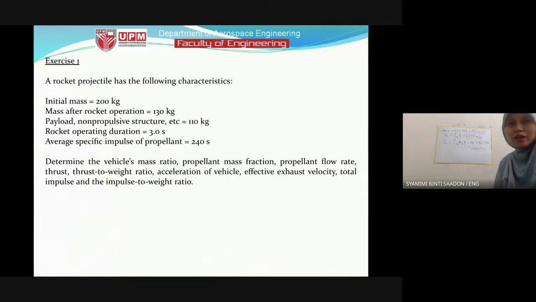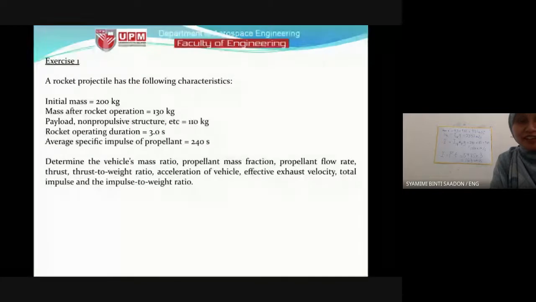Otherwise, we can also calculate by using the formula given in the lecture slides: total impulse is the force times the time, the duration, because we have this value as well. So force just now, 54.85 kilonewton, times the duration 3 seconds, so we get around 162, 163. So it's more or less the same, 164, 163. So either one you can use.